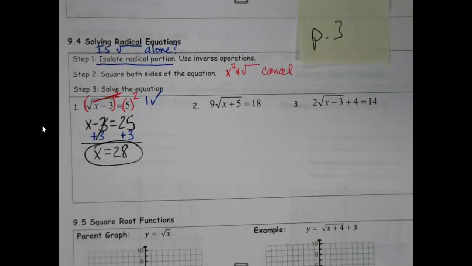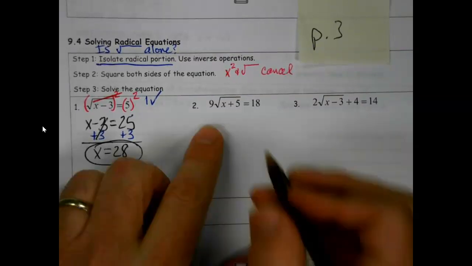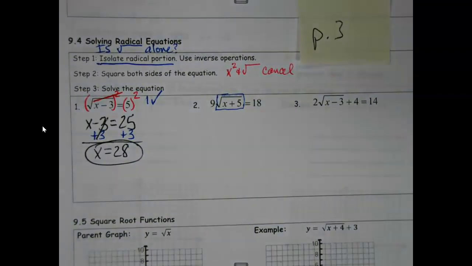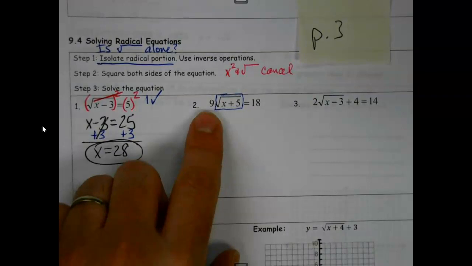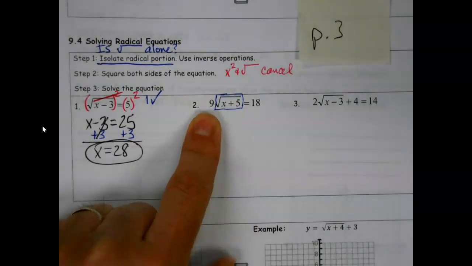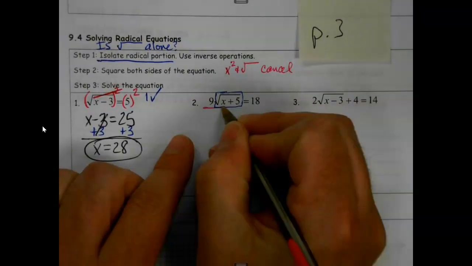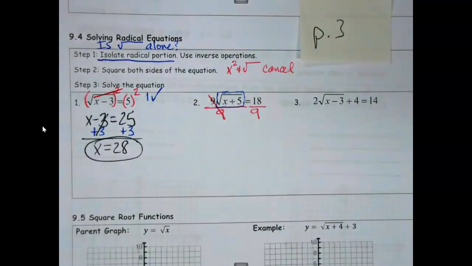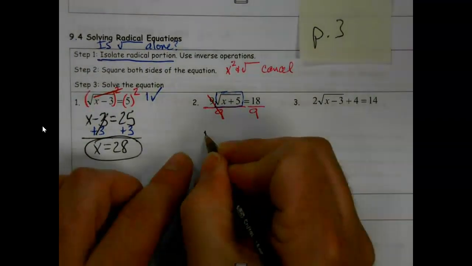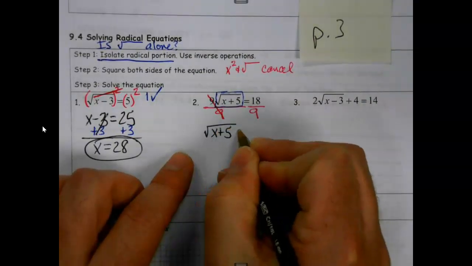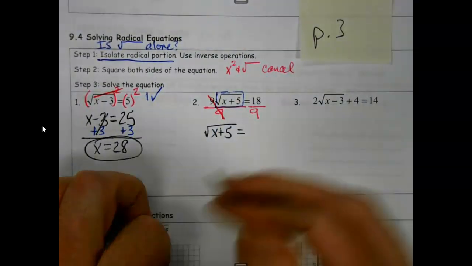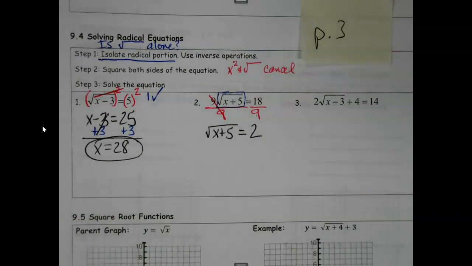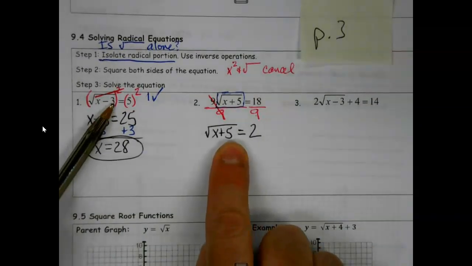Now, number 2, a little different. I want my radical by itself, but it's not right now. I'm multiplying it by 9. So my opposite, my inverse operation, would be to divide by 9. So that'll just get rid of the 9. Everything else is the same. And 18 divided by 9 is 2. And now we're right back in the same situation we were over here.